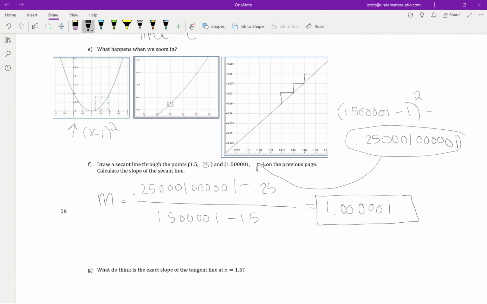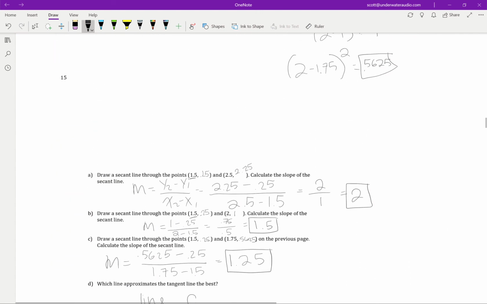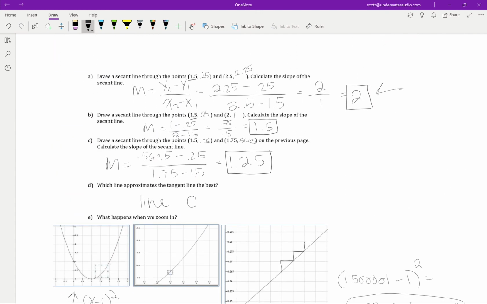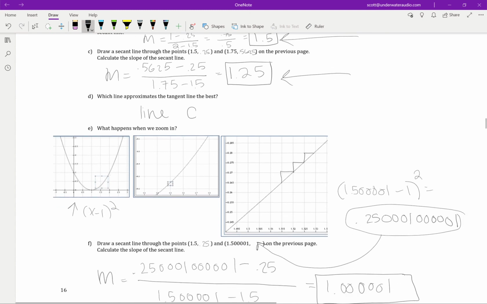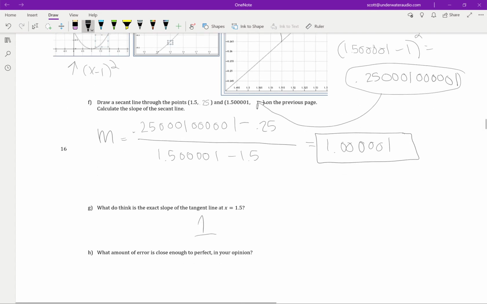So my question to you then is, what do you think is the exact slope of the tangent line at x equals 1.5? My hope is that you would say 1. So just to give you my argument one more time, we got a slope of 2 over here, and a slope of 1.5, and then a slope of 1.25. And then when we super zoomed in, we got a slope of 1.000001. To me, I think we could round to 1.